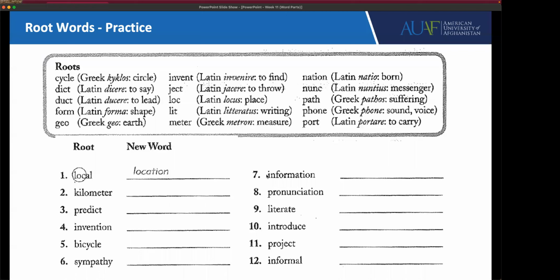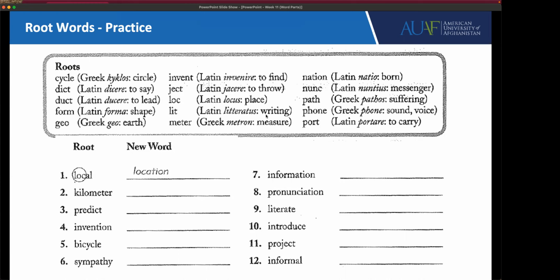Oh, maybe it's form, Latin forma, shape. So give me another word with form in it. F-O-R-M, right? Is the Latin. Can you say formation? Formation, good.